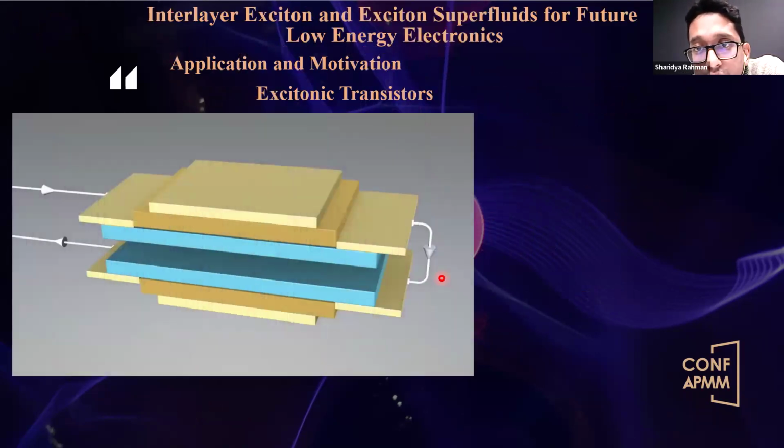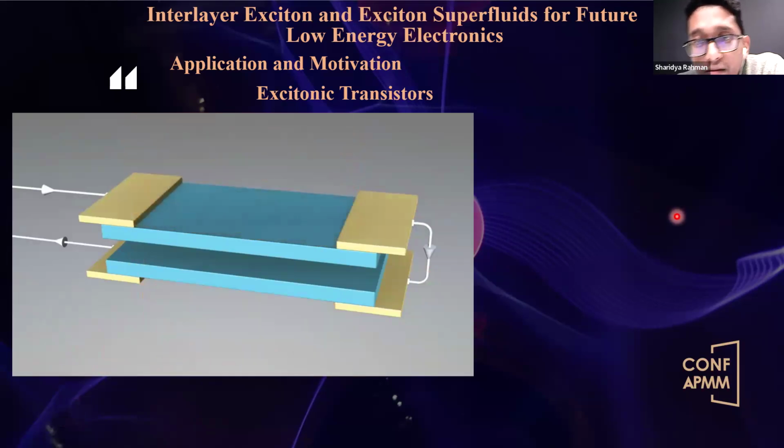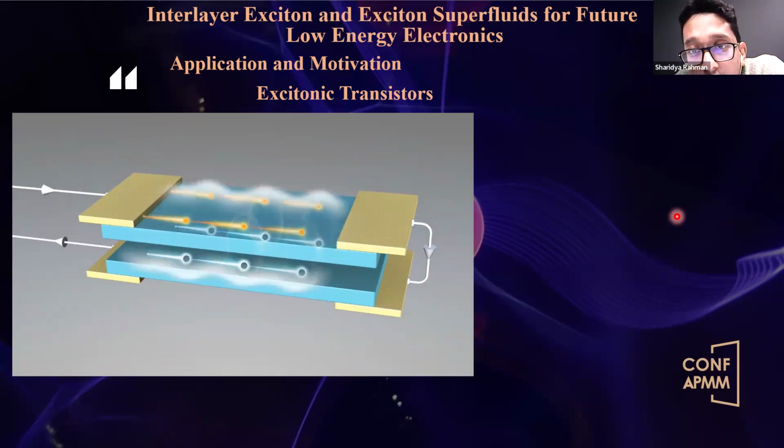Primarily, I would like to start off by showing some applications of interlayer excitons for future low-energy electronics. Over here, this schematic is indicating a transistor or a heterostructure actually. In a heterostructure, there are two layers; in one of the layers there is a flow of electrons, and in the other layer there is a flow of holes. These electrons and holes can combine together to form an exciton pair, right? And this exciton pair can flow across those two layers to form an electric current.